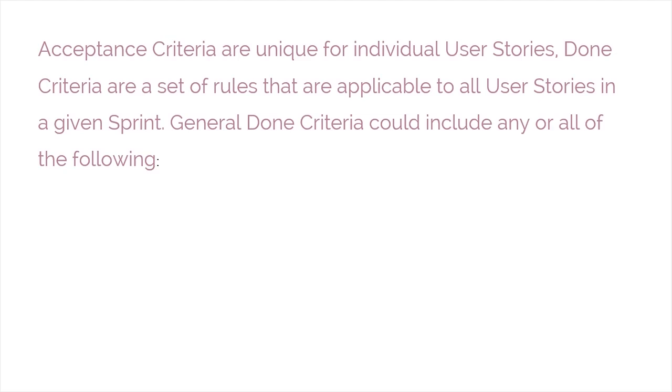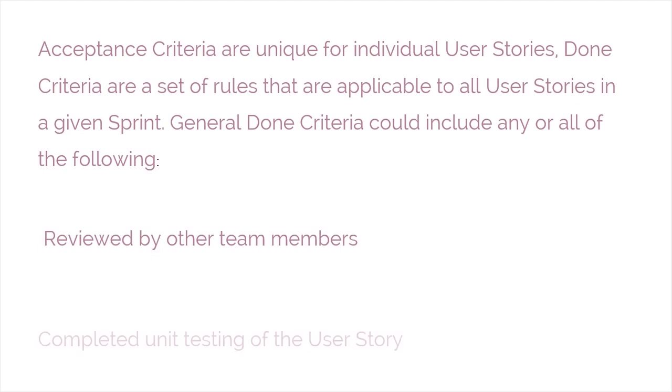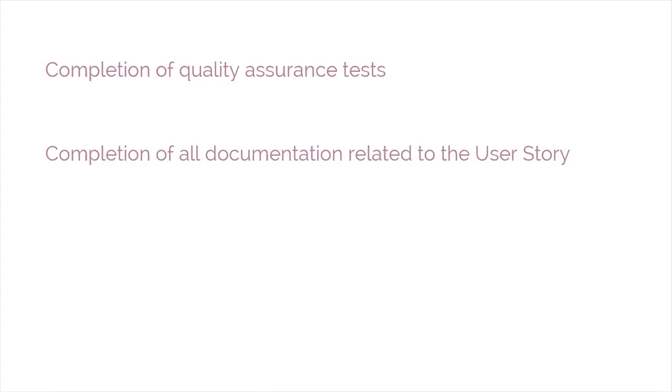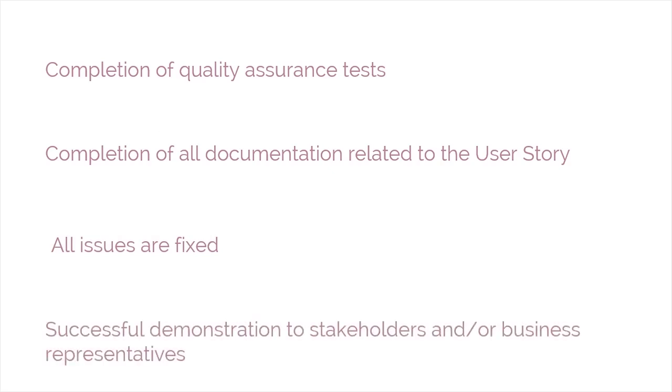General done criteria for user stories can include all or any of the following: completed user stories to be reviewed by team members other than those who have developed the user stories, completion of unit testing of the user stories, completion of quality assurance tests, completion of all documentation related to the user story. All issues are fixed. Successful demonstration of the completed user story to stakeholders and/or business representatives.